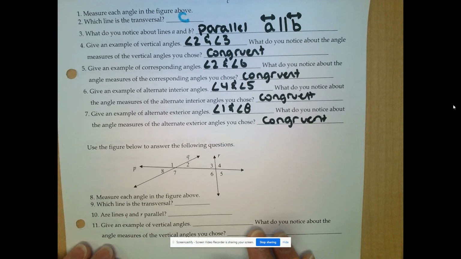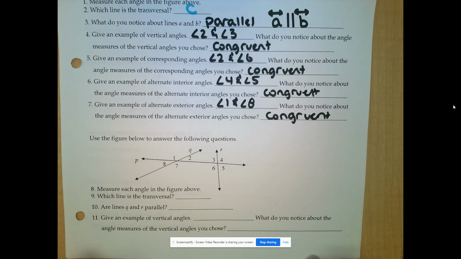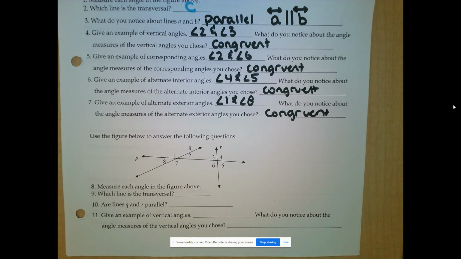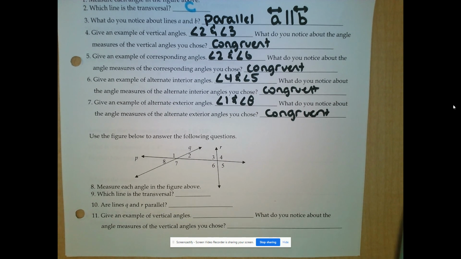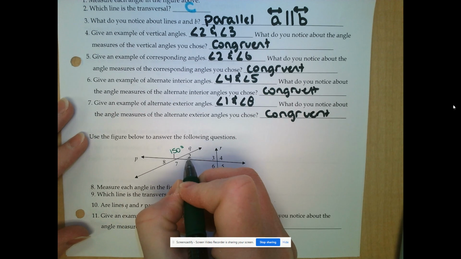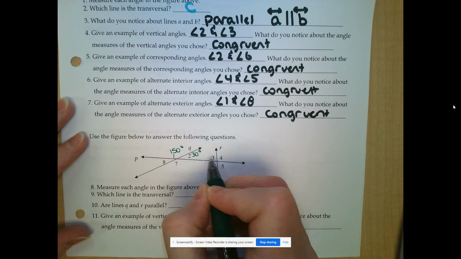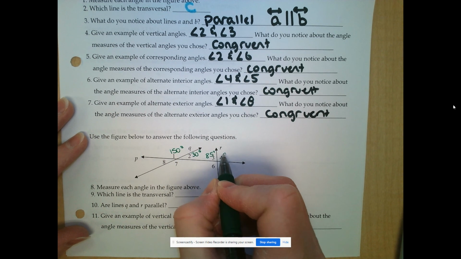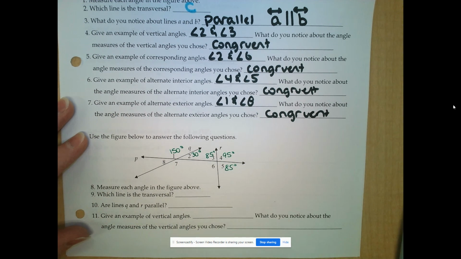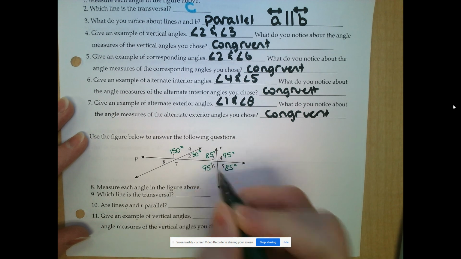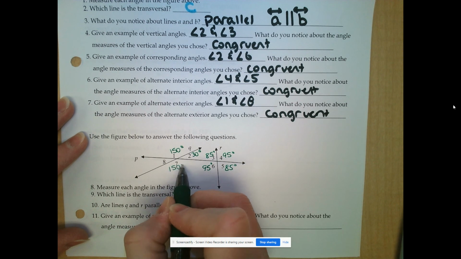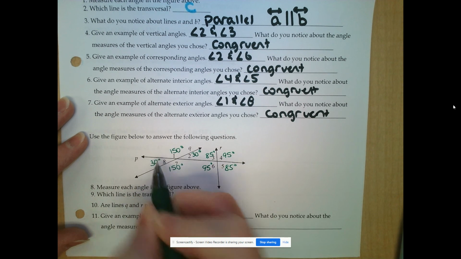Now, if we use the figure below, you will notice that this one does not look quite as organized, all right? It says measure each angle in the figure above. So I would be measuring with my protractor things like 150 degrees, 30 degrees, 85 degrees, 95 degrees. Over here is 85 degrees. Well, that's interesting. Over here is 95 degrees. Okay, so I'm seeing some matching here. Angle 7, 150 degrees, and angle 8 is 30 degrees.